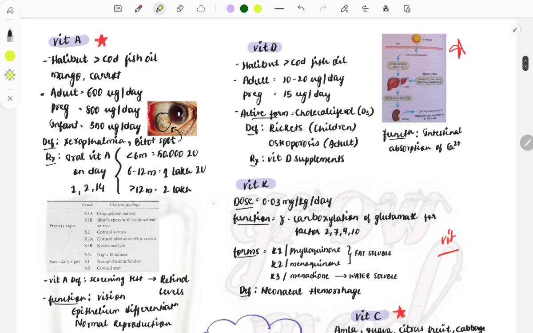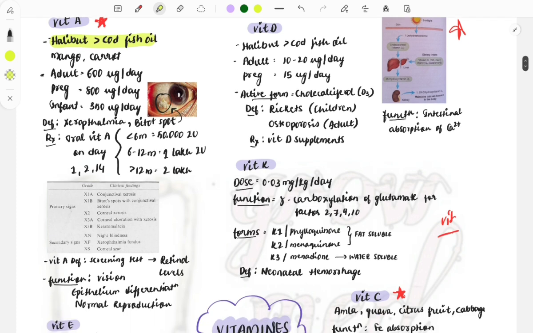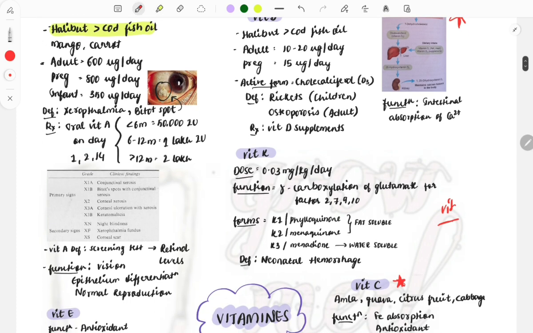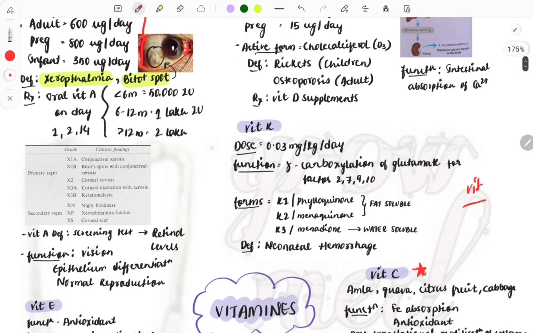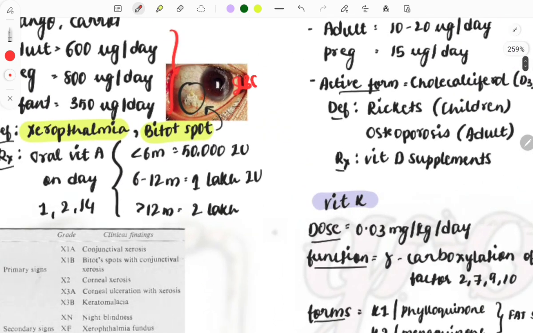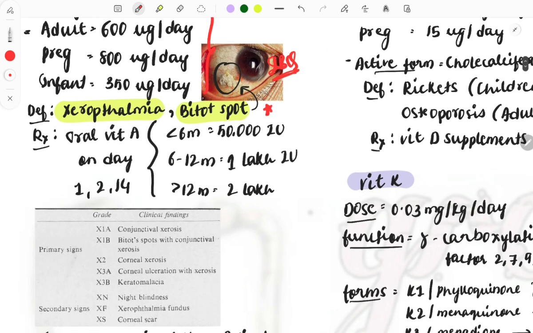Okay, so vitamin A. This is the source from where we get it: halibut and cod fish oil, and vegetables, mango, carrot. These are the doses which are required, the daily requirement, and the deficiency will cause Bitot spot and xerophthalmia. This is an image based question asked in integration with ophthalmology, biochemistry, and PSM also. Okay, so this is an important Bitot spot, you need to remember it.